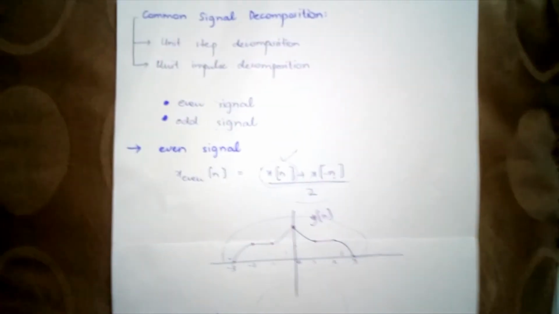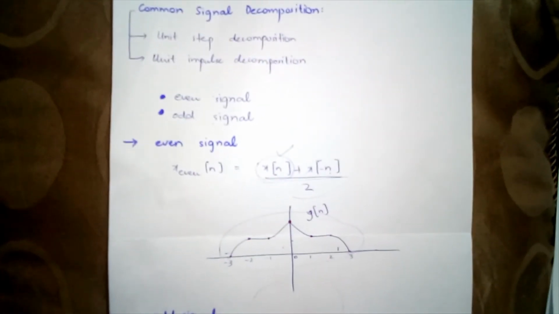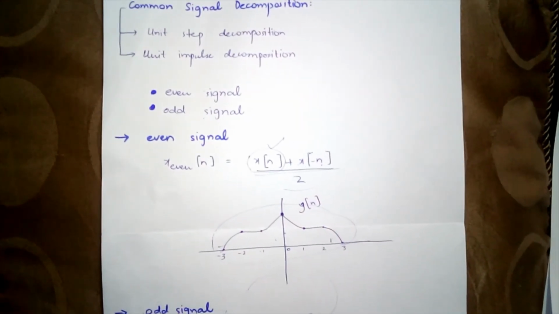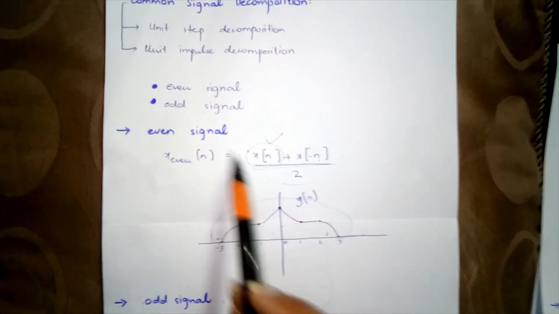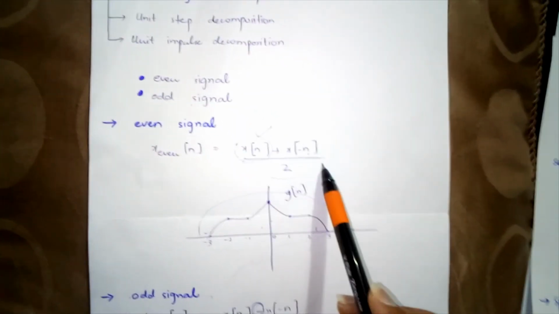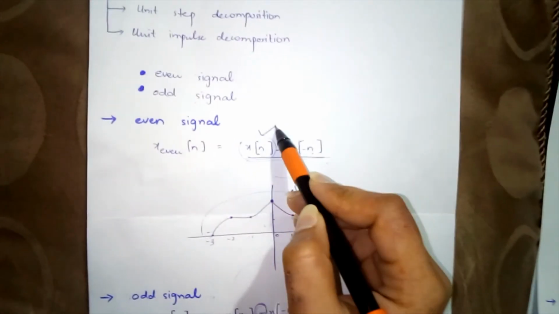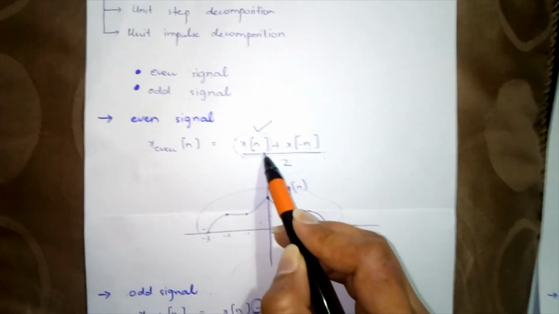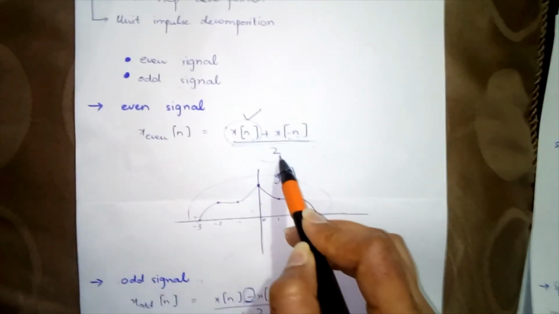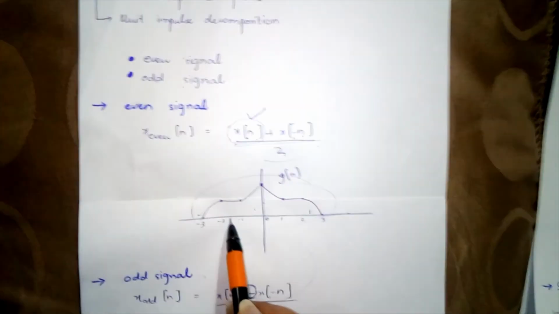Here is the common signal decomposition. The common signal decomposition contains the unit step decomposition and the unit impulse decomposition. And here are the even signal and the odd signal. For the even signal, the formula is this. This is an original signal, and if we flip the signal, we get x of minus n, divided by 2.